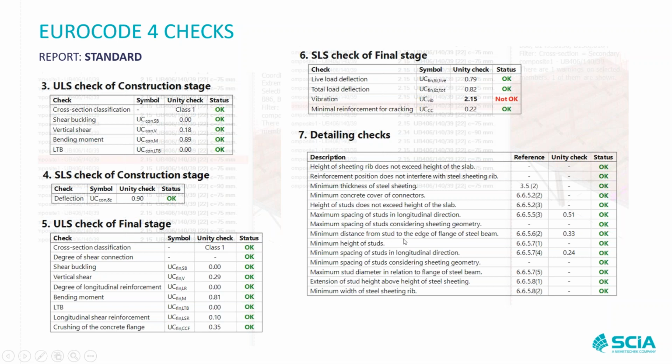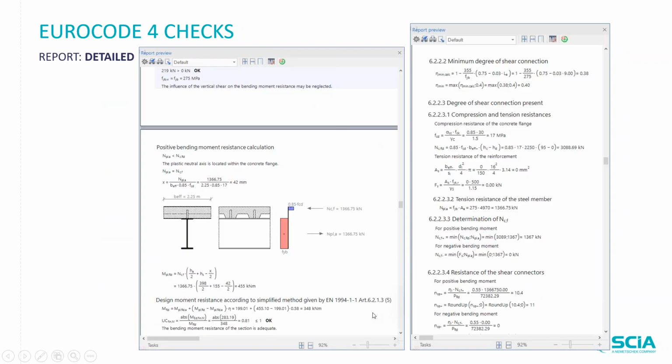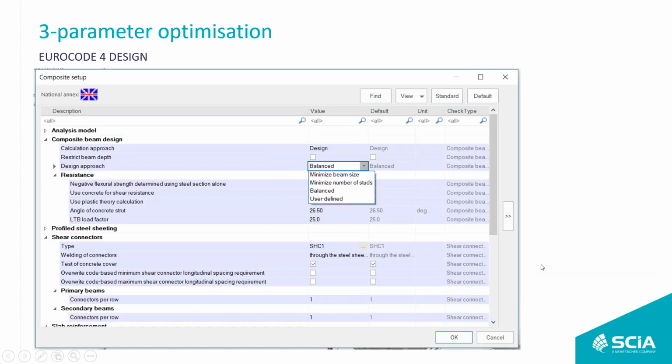For example, here, minimum distance from the stud to the edge of the flange of the steel beam. So if your beam is too narrow, then maybe you can't actually put the stud there, right? These things are taken into account in optimization. So SCIA will automatically switch to a beam that has a wider flange in order to be able to place the stud. Here I showed you the detailed output with all of the formulas.